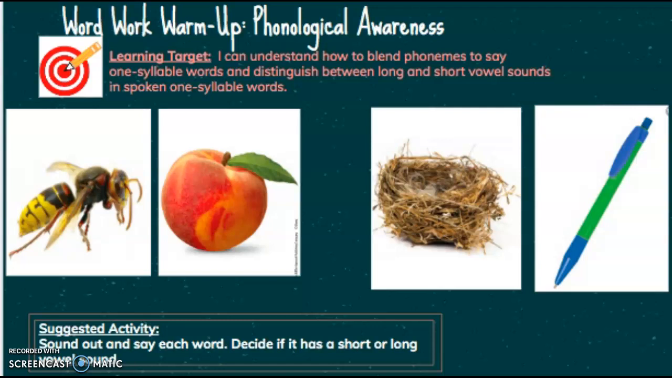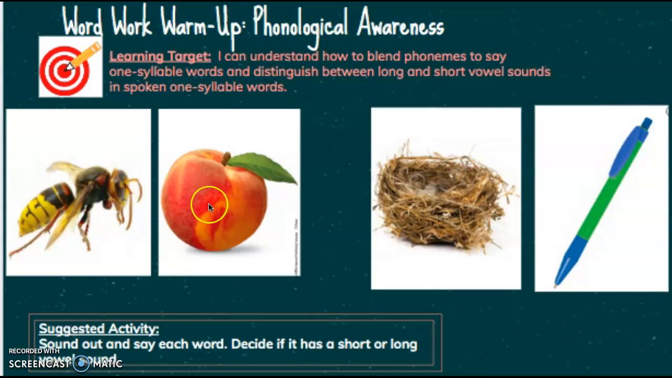Today we're going to understand how to blend phonemes to say one-syllable words and distinguish between long and short vowel sounds. Let's look at our picture card. The first picture is a picture of a B. Let's listen to the sounds that we hear. B, B. I hear E saying its name. That's a long vowel sound.